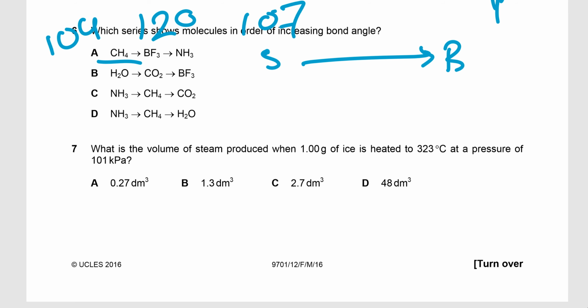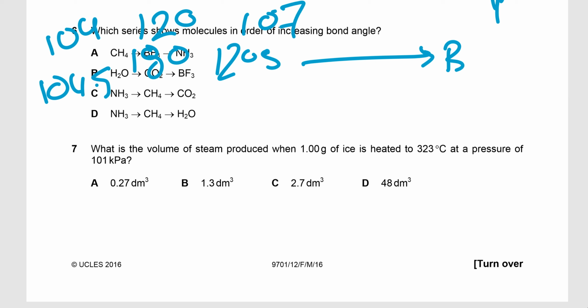For H2O, it's 104.5, carbon dioxide, it's linear, so it should be 180, and BF3 120. This one also doesn't work.